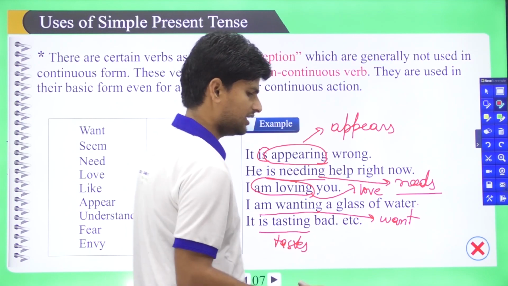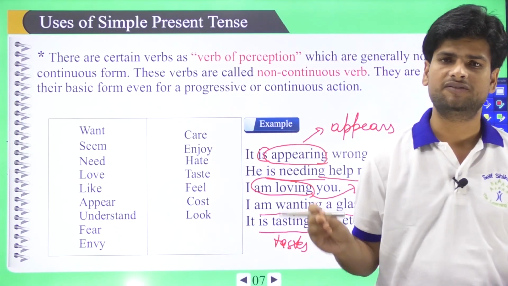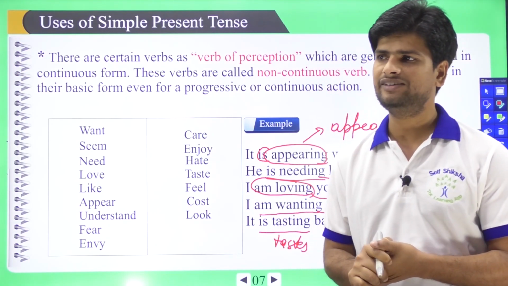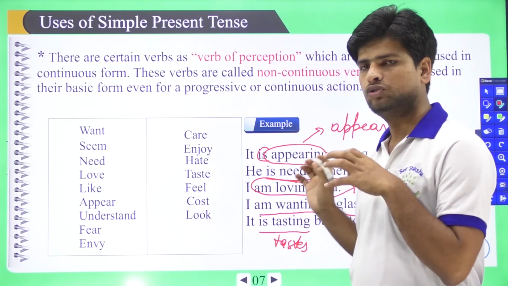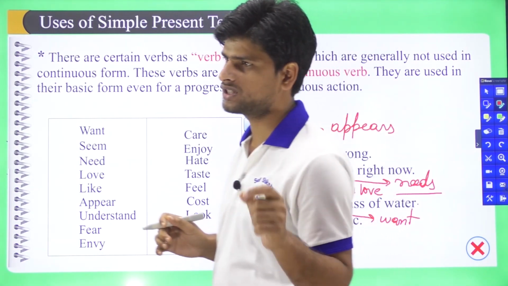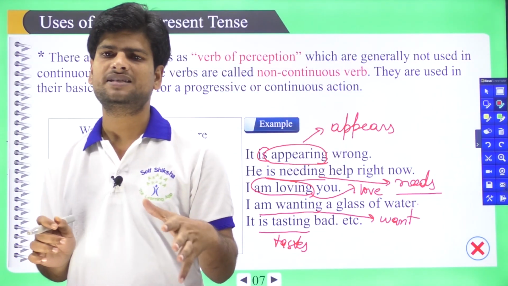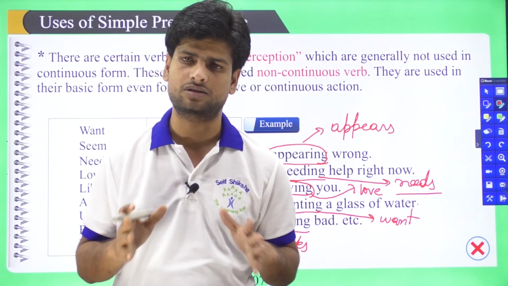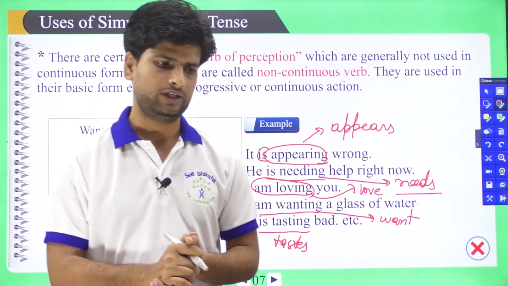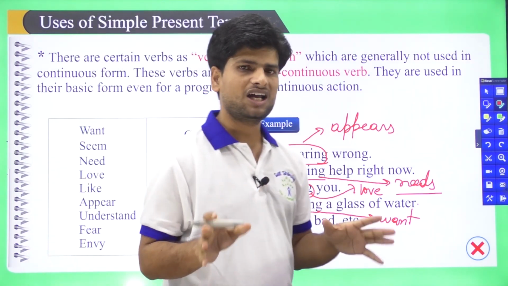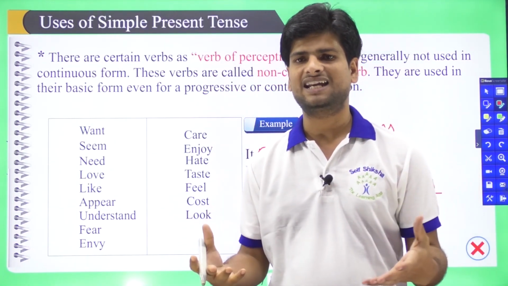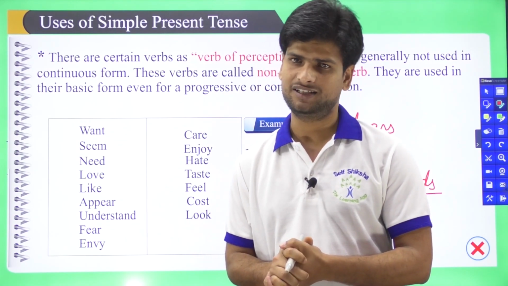So it is very clear to you that there are certain verbs known as verbs of perception, or we often call them non-continuous verbs. So whenever you have to use these verbs, we use them in simple present tense, that is in present structure or indefinite structure, that is the V1 or V5. So that's all about the simple present tense. Now we will move on to the second tense, that is present continuous tense.